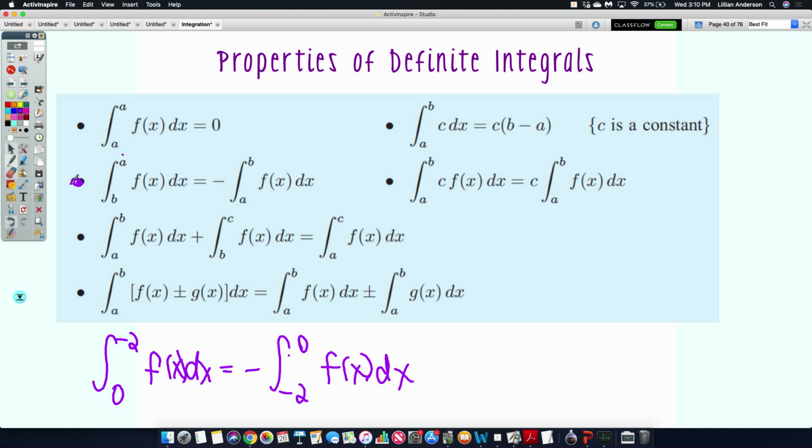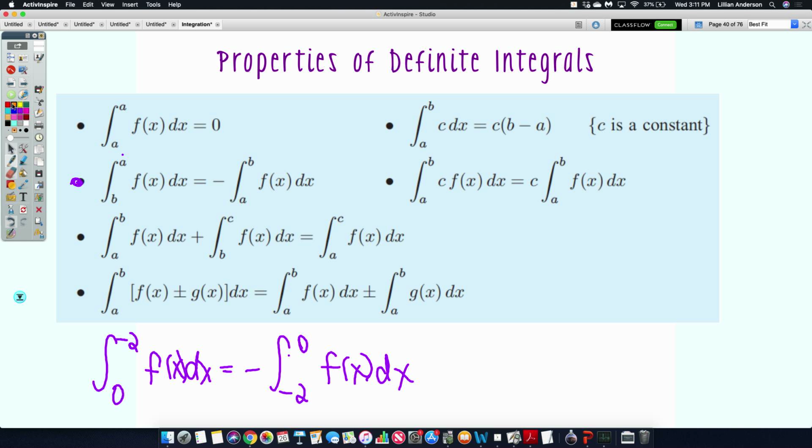Anytime the bounds were backwards, you could always negate it and turn them the right way. From A to B of your function plus B to C of your function gave you from A to C. This always happened whenever your function went below the x-axis and you had to split it up, because you're looking at the area underneath the curve in between the x-axis.